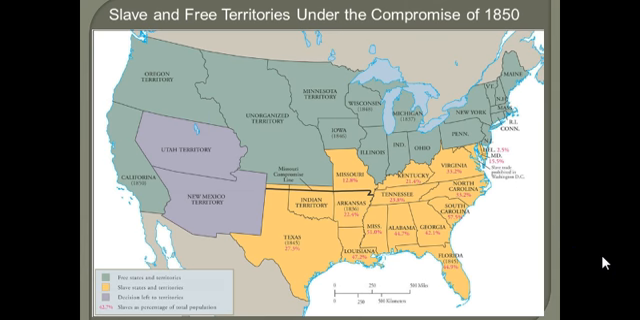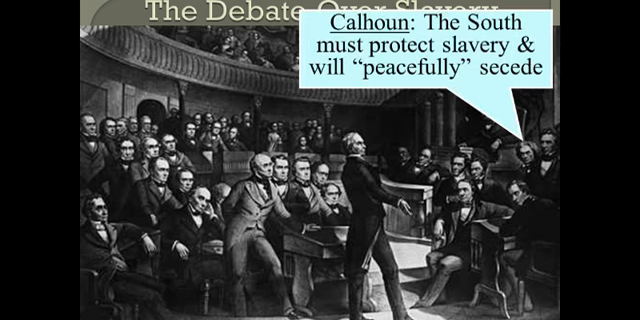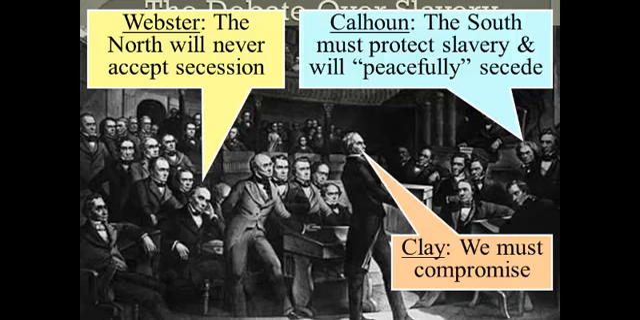Here's another map for you, just to give you another visual, and it depicts the same thing that I just talked about. So the debate over slavery, and I can't take credit for the slide, I borrowed this slide from a fellow teacher. So the debate over slavery, these are the key people involved. So you've got Calhoun. The South must protect slavery, or will peacefully secede. Then Daniel Webster, he's the North. The North will never accept secession. That is a non-starter. And then you have Clay. We've got to compromise. I've done so many in the past. This one's got to work too.